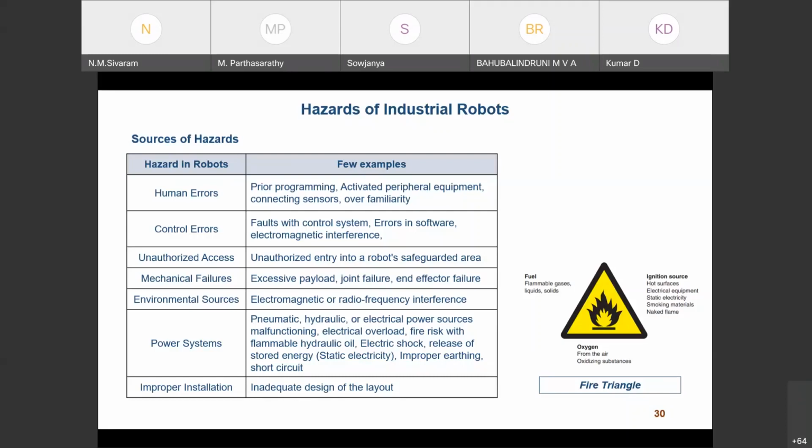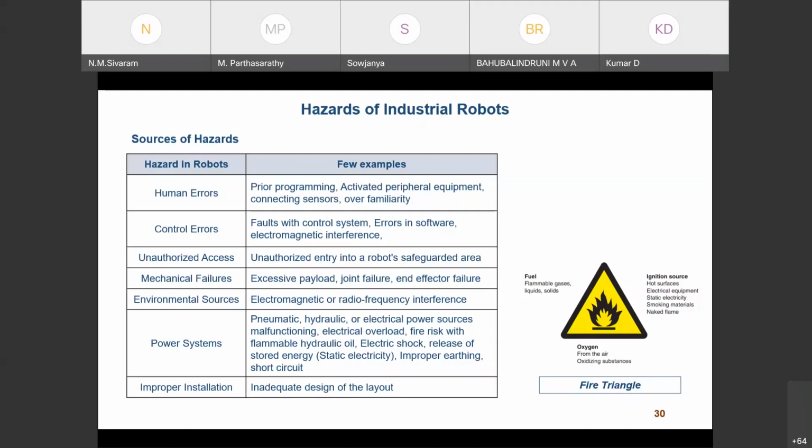A very common example is arc welding. In arc welding, you touch the electrode to the base material, then lift the electrode, and there will be a jumping of electrons from the electrode to the base material. It is similar to that.